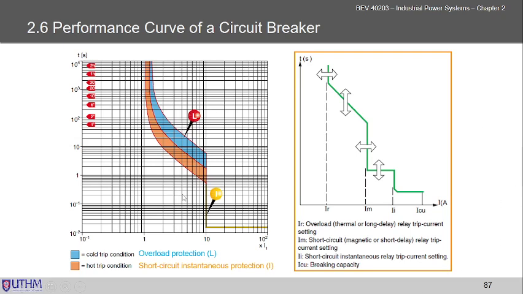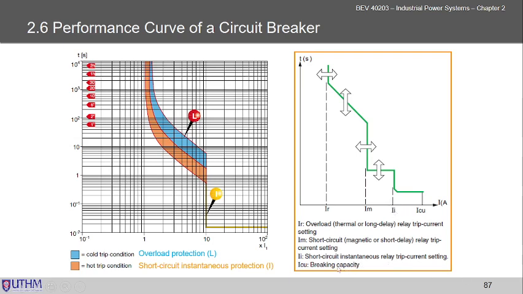So this is how we look at the tripping times and the fault current here. This one is almost the same as the previous one, but it just mentions the IR, where the IR is, where the IM is, and what the II, instantaneous, is. And this is the instantaneous relay tripping. This is the highest one.